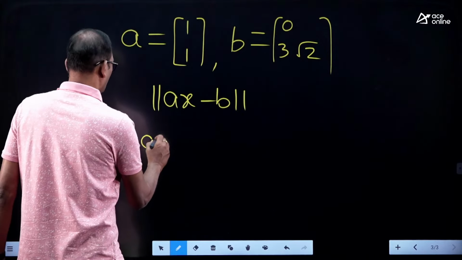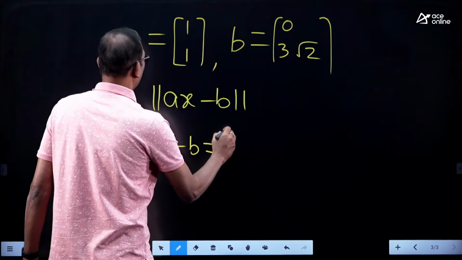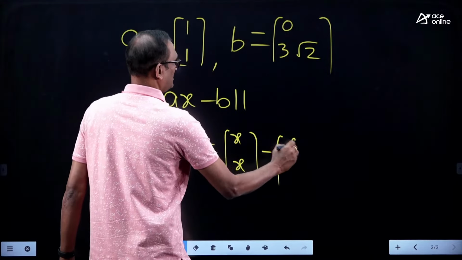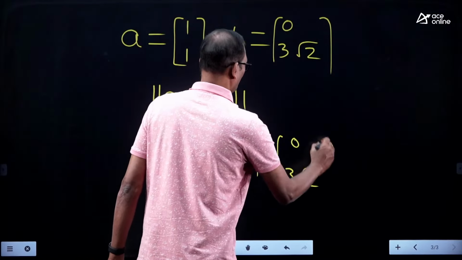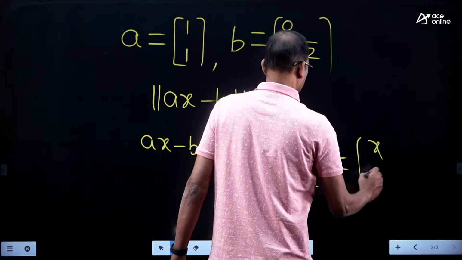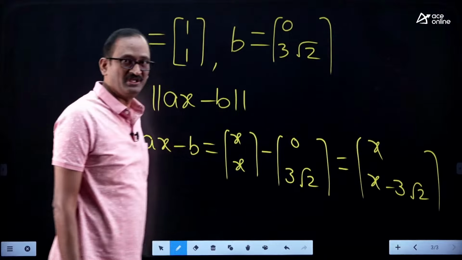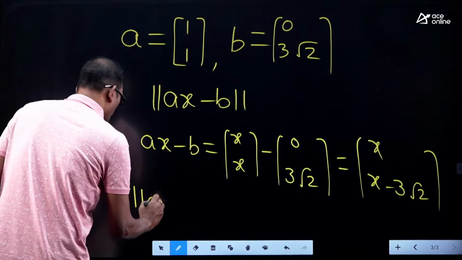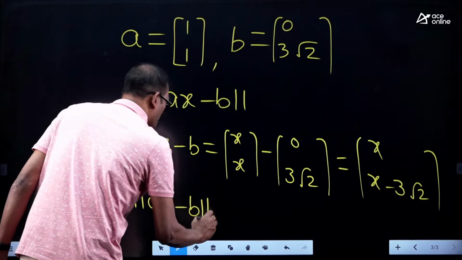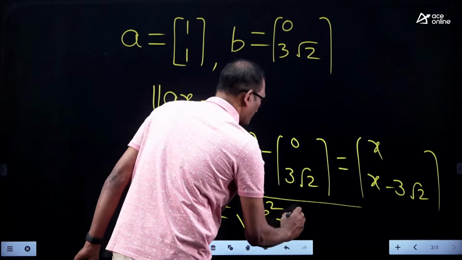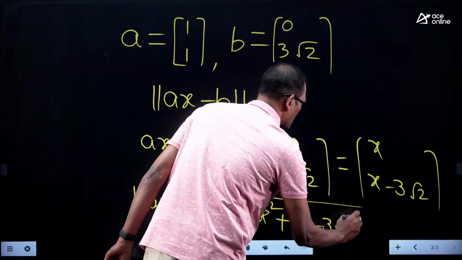So first of all, Ax minus B, Ax is x x minus B, that is 0 3 root 2. So that is x minus 0, x minus 3 root 2. So this is Ax minus B. Norm Ax minus B means simply magnitude of Ax minus B only, square root of x square plus x minus 3 root 2 whole square.